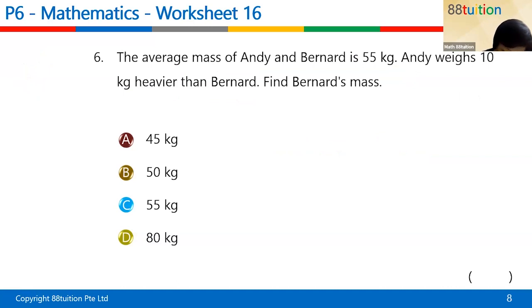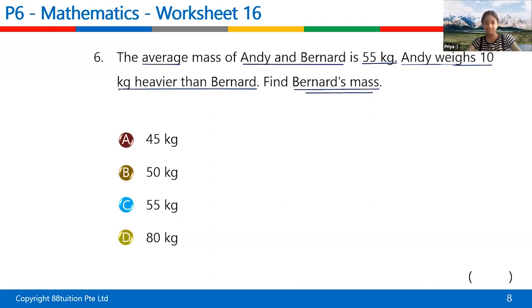Okay, so the average mass of A and B will be 55. Okay, 2 persons, each one is 55, 55. So that means we must know how to find the total, right? Then he says Andy weighs 10 kilograms heavier than Bernard. So we must find Bernard's mass. Too easy. Like a primary 1 question. Really? Yeah.